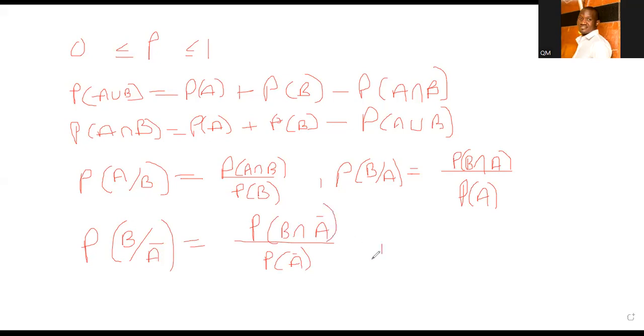What is a complement? A complement is what is outside. So A complement is simply 1 minus the probability of A. What do I mean by outside? If A is 20%, what is remaining? 80%. So that is what we call complement. If B is 10%, what is the complement of B? 1 minus 10%, or 0.10. We get 90% or 0.9.